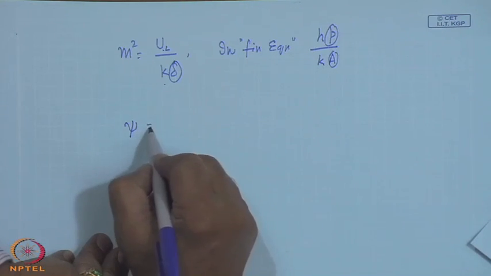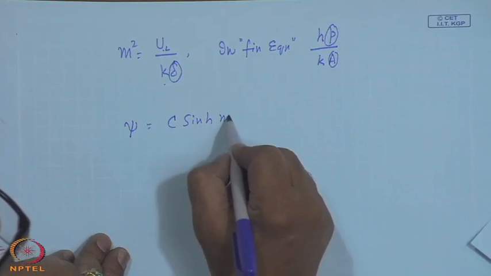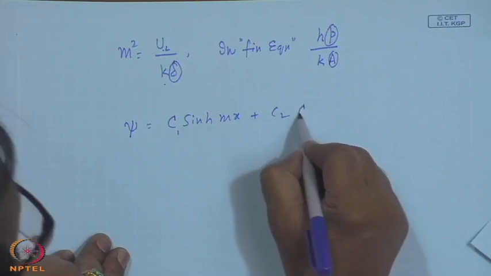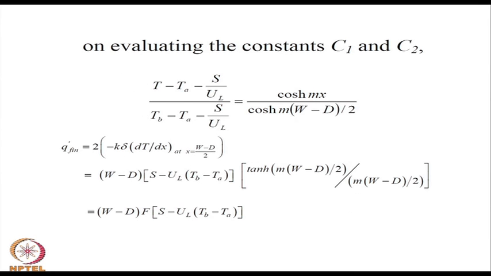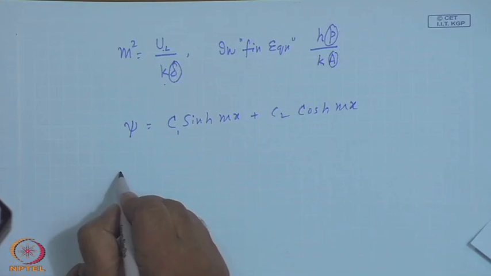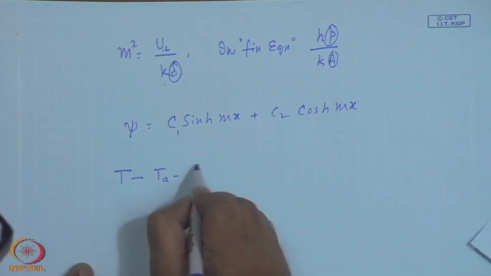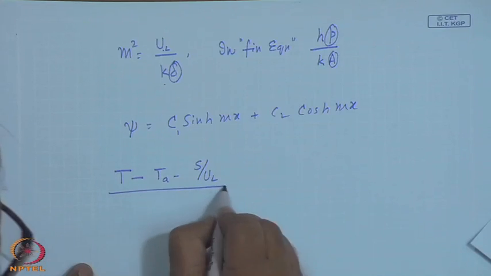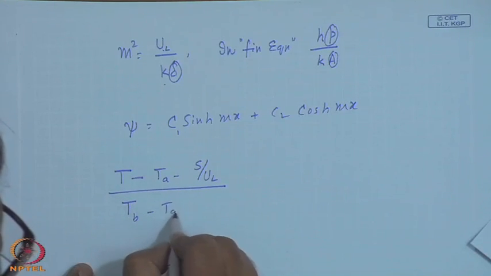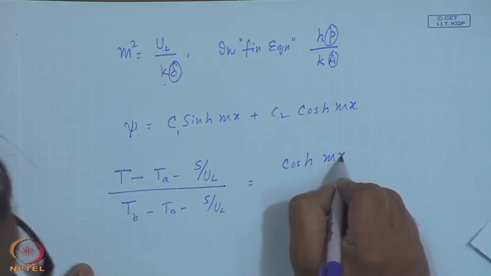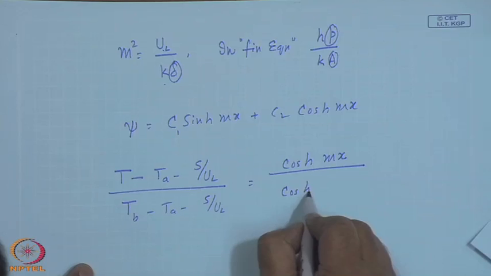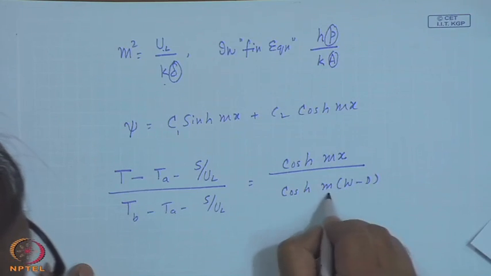The general solution for psi will be C1 sinh(mx) plus C2 cosh(mx), and if you apply the boundary conditions that dT/dx is equal to 0, or d psi/dx is equal to 0, or psi equal to Tb minus Ta minus S by UL, you will obtain the temperature solution as T minus Ta minus S by UL by Tb, the temperature at the base, minus Ta minus S upon UL, as cosh(mx) by cosh(m(W minus D)/2).